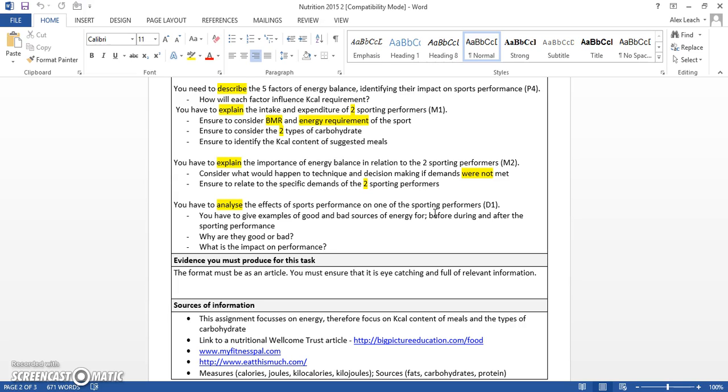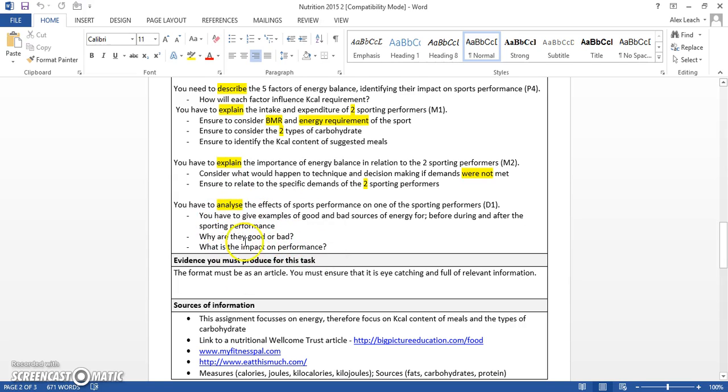So if you're going to talk about recovery, talk about replenishing your glycogen stores and how it's important to make sure your glycogen stores are topped up, ready for training the next day or ready for another match maybe. And what would the consequences be if your glycogen stores weren't topped up? So you haven't recovered properly, bigger risk of injury, you won't perform very well the next day, etc. These are things you need to be considering when going for that.